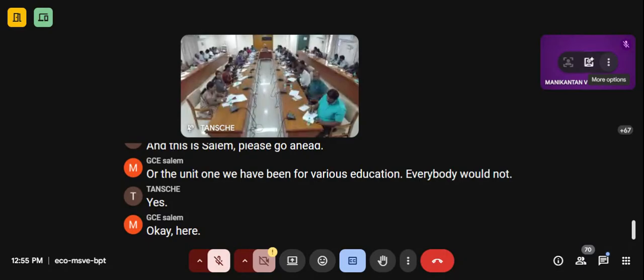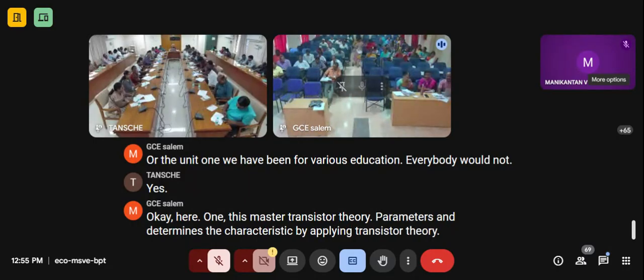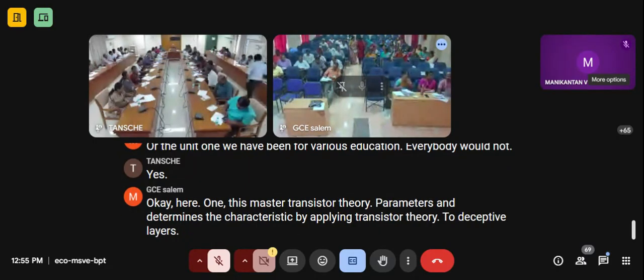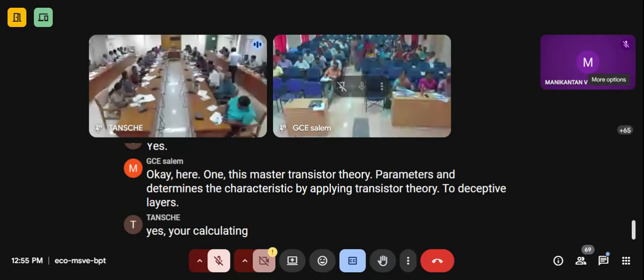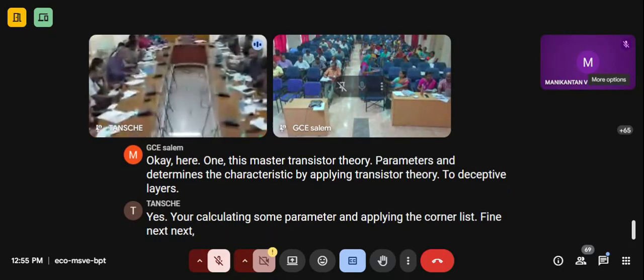For unit 1, which is MOSFET transistor theory, we calculate MOSFET parameters and determine inverter characteristics by applying transistor theory to the circuit layouts. Yes, you're calculating some parameters and applying the knowledge. Fine. Next, sir. Next one, unit 2.